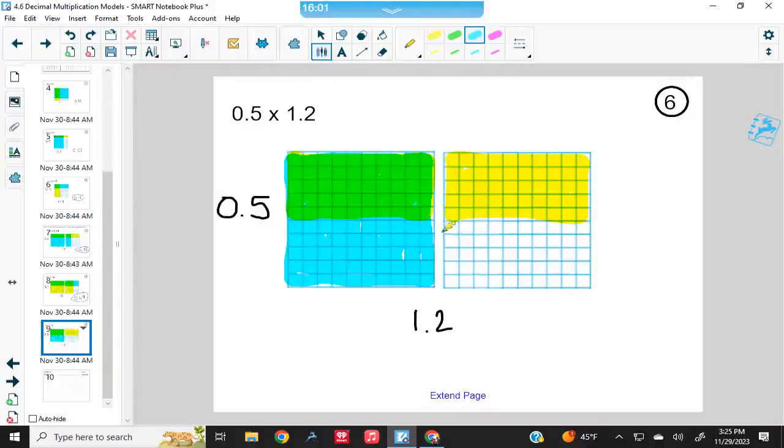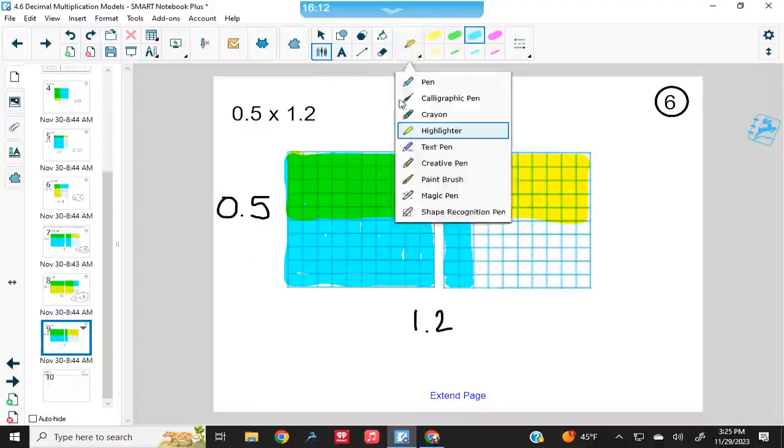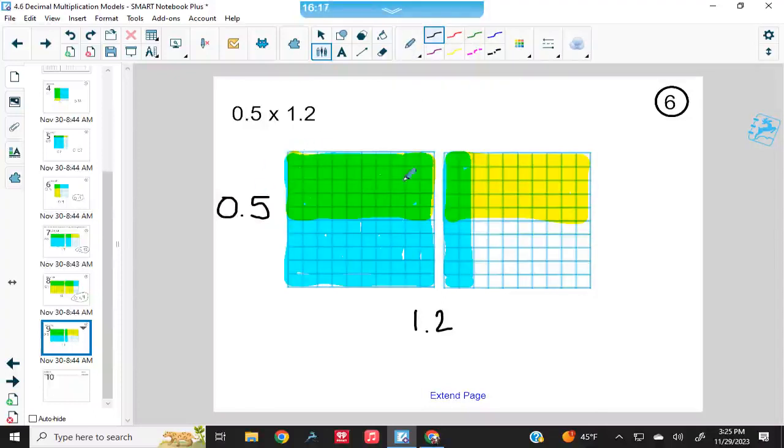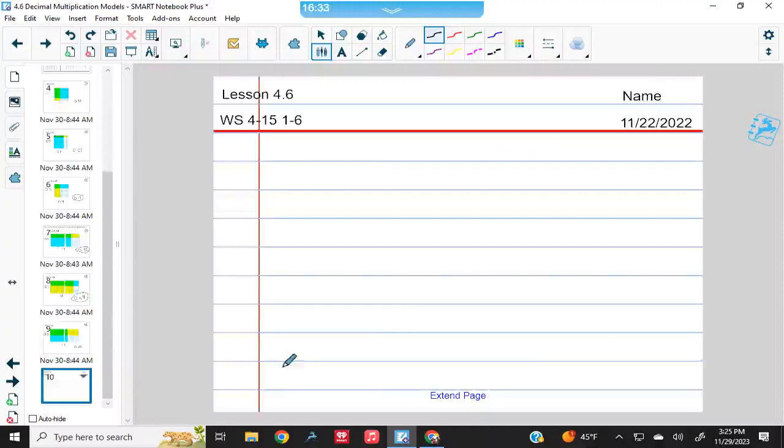And then we have 2/10, so 1, 2. So we count up our spots that are colored by both colors. So 5 times 10 is 50. 52, 54, 56, 58. Zero and 60 hundredths.